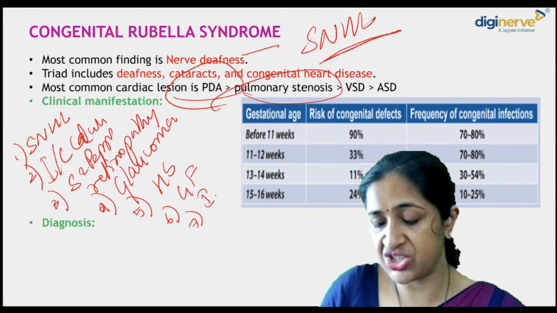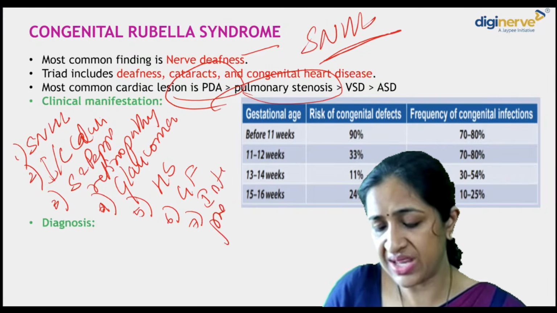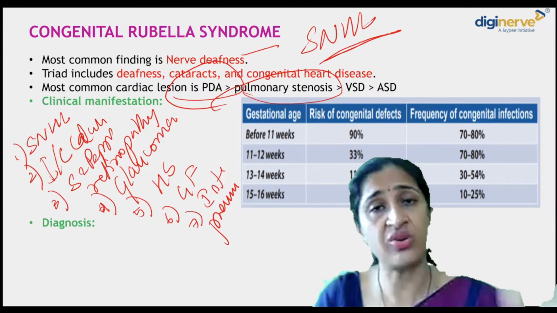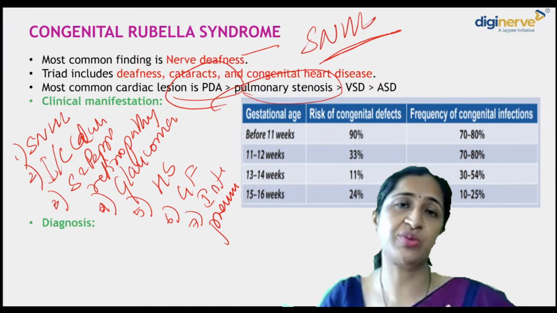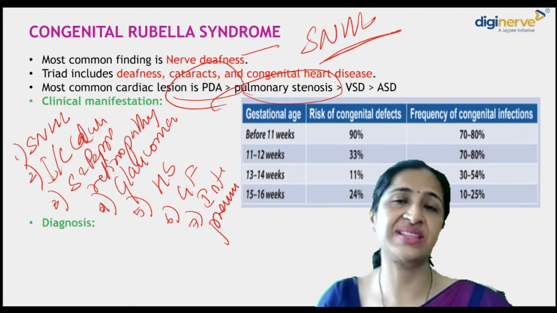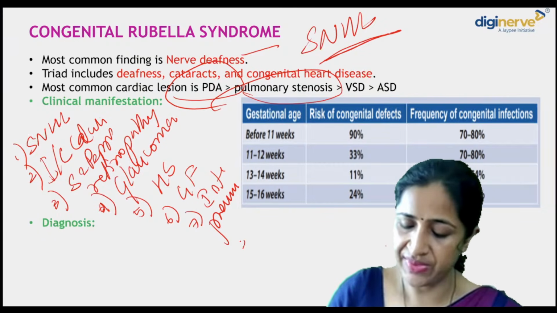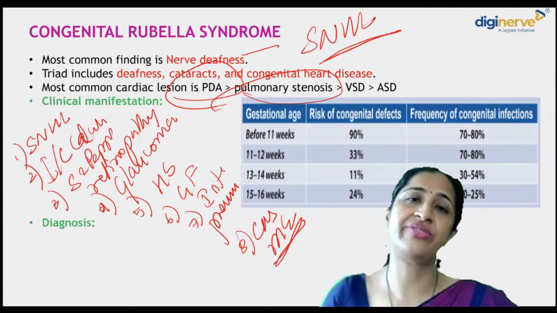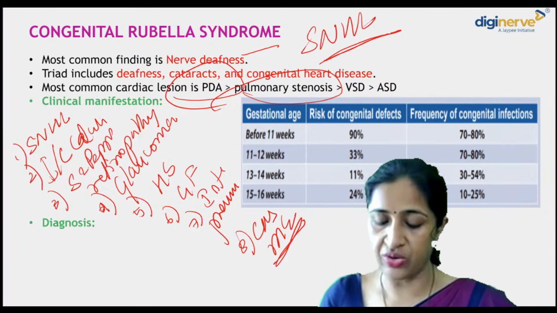You have interstitial pneumonitis. Every organ is affected. You have to look at all the organs. Thrombocytopenia, anemia, bleeding dysfunction, encephalitis, meningoencephalitis. CNS with meningoencephalitis, all of it can happen with congenital rubella syndrome.